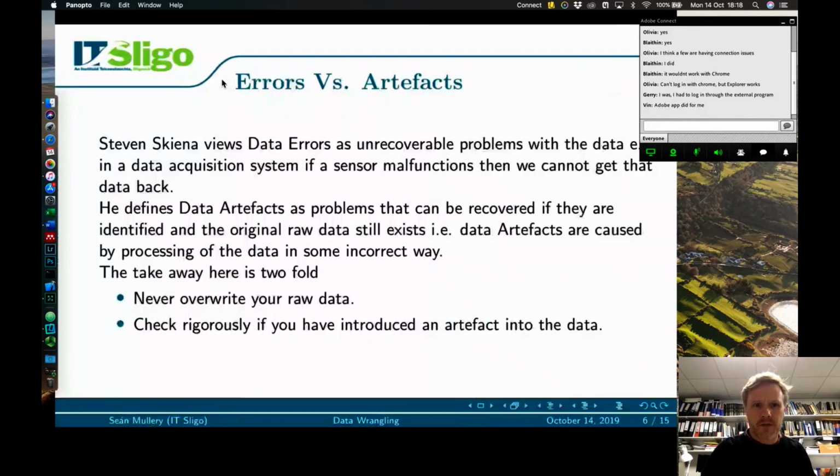So this guy, Stephen Skiena, I hope I'm pronouncing his name correctly. Most of this lecture came from a textbook that he's written, and it's all about data science. And he separates out this idea of errors versus artifacts. He has a separate definition for them. So he basically says that data errors are, he views them as unrecoverable problems with the data. So for example, in a data acquisition system, if a sensor fails and we're no longer getting data from that sensor, that would be a data error, because there's no way of us actually getting that data back.